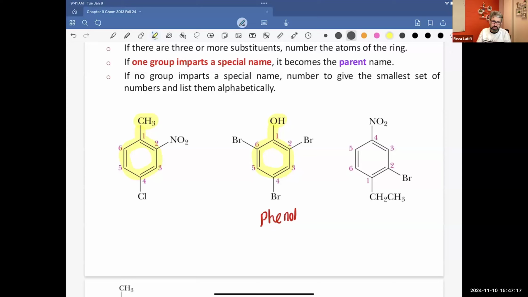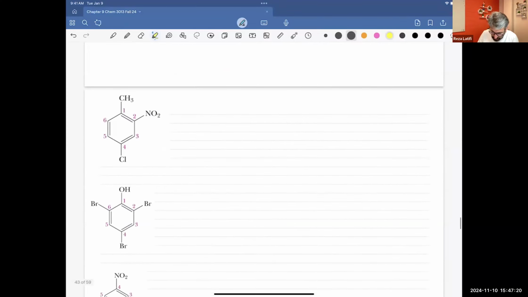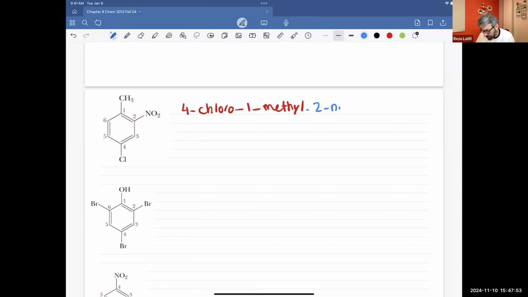We can do the same thing with the first one. I can just simply say I don't have any specific functional group or any common name. If I don't have any common name, I can just simply label them and try to get the smallest possible number. So I have 1, 2, and 4, and I go 4 chloro, and then 2 nitro. Oh, forgive me, 1 methyl, and then 2 nitro. And at the end, we're going to say benzene. Okay, that's one way to name it.